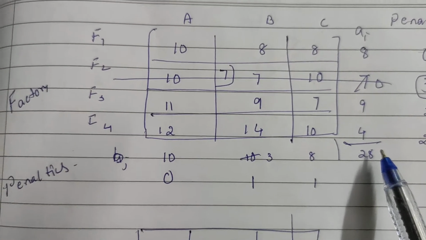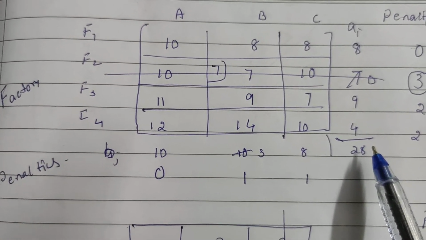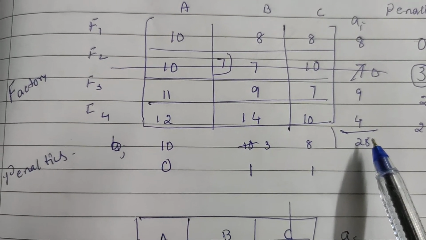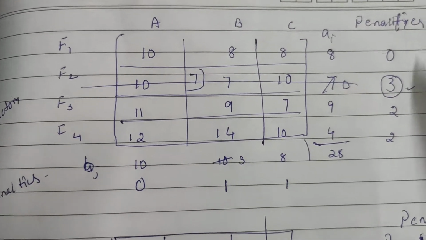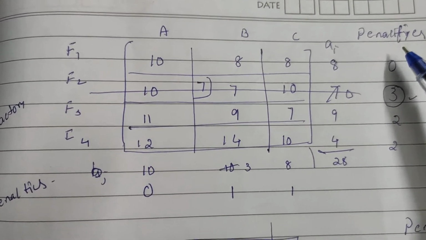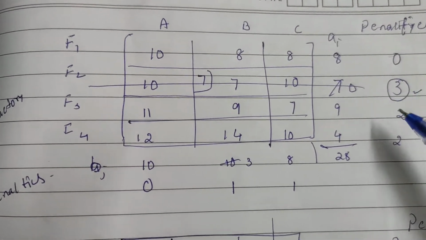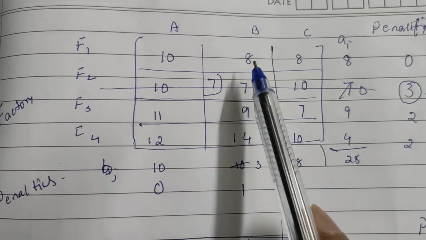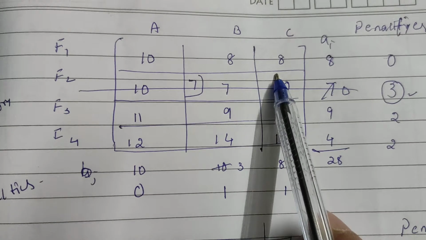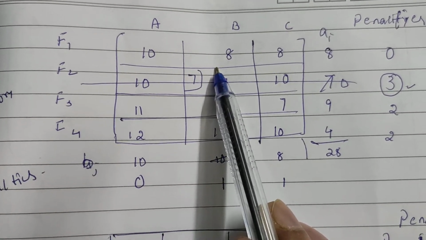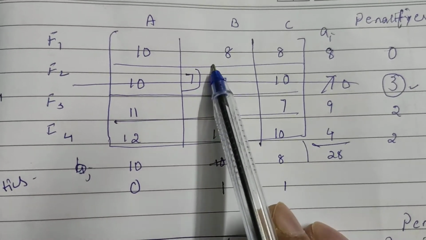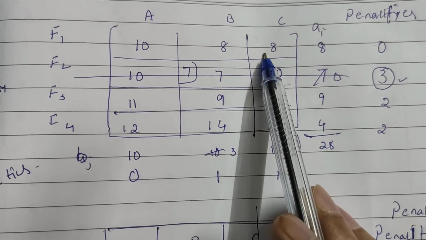VAM means Vogel's approximation method, or penalty method. In this penalty method, first we find the penalties, row-wise and column-wise. Penalties mean we first check the minimum and then the next minimum. In this row, the first minimum is 8 and the second minimum is also 8.